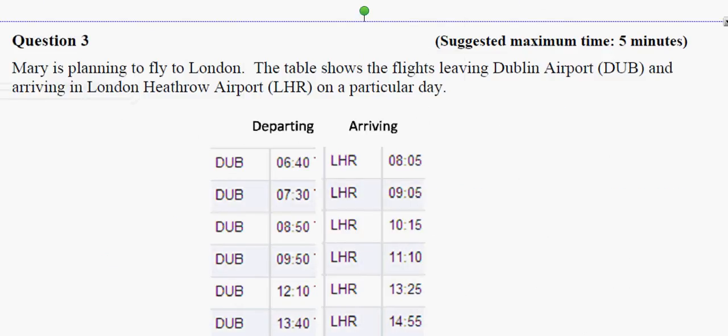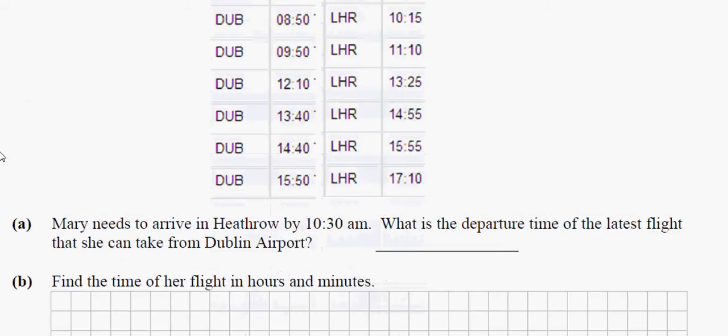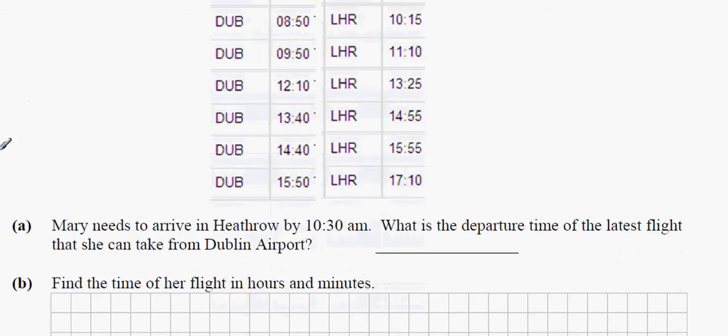Mary is planning to fly to London. The table shows the flights leaving Dublin Airport and arriving at London Heathrow Airport on a particular day. So here we go. This is Dublin, and this is arriving in Heathrow. Mary needs to arrive at Heathrow by 10:30. What's the departure time of the latest flight she can take from Dublin Airport?